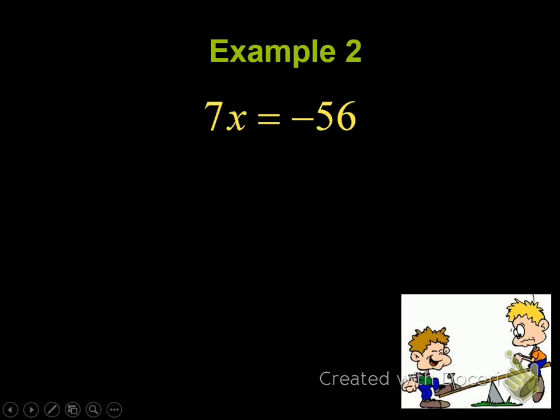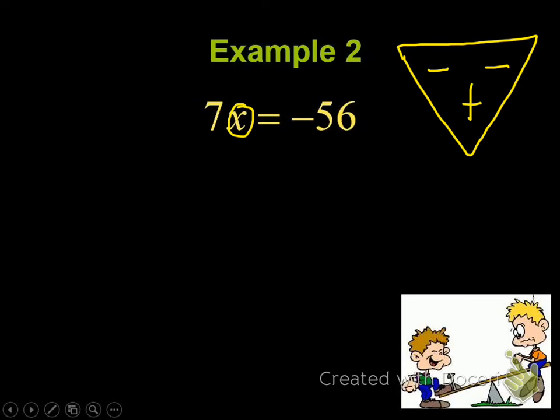Example 2, we have 7x equals negative 56. It may be helpful to make a little note like this so you can remember that when you're multiplying or dividing negatives, your solution will be positive or negative depending on the value of the terms. Again, let's circle the x because that's what we're solving for. Let's draw our line to divide the problem in half.